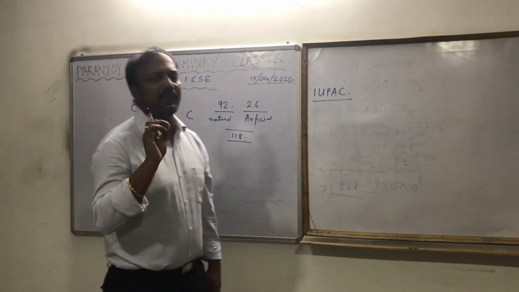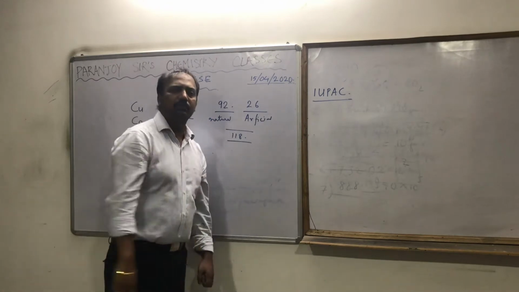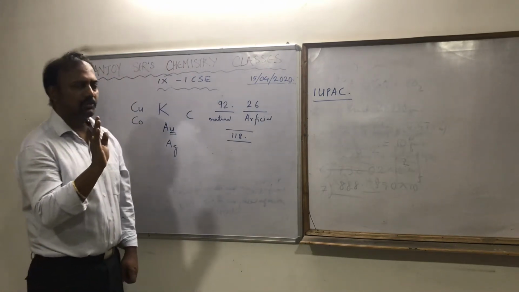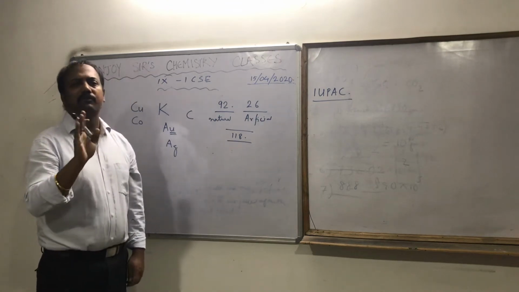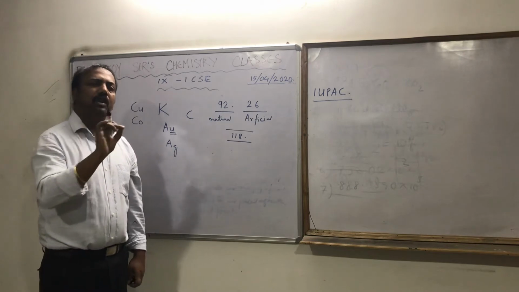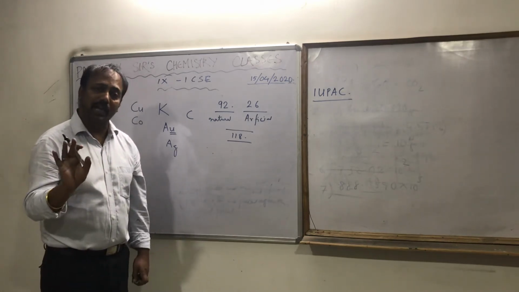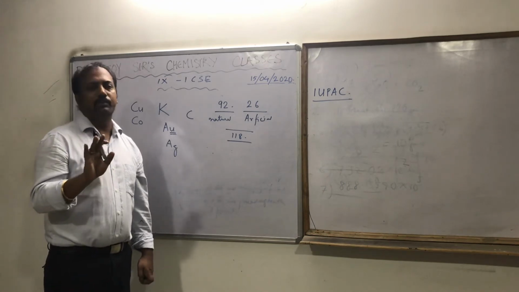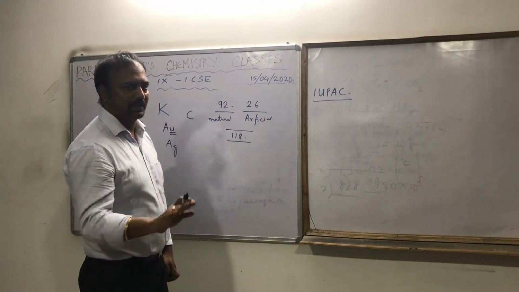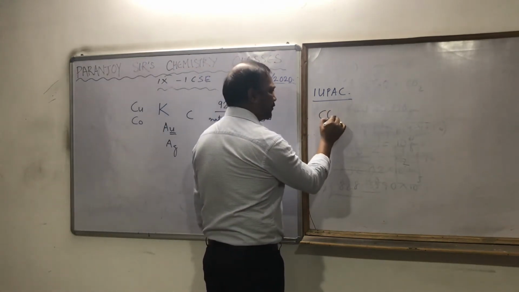So the second rule is that it can be represented by the Latin names, and the third rule is what? If the same letter is applicable for more than one element, then another small letter must be added to it to represent that particular element. Please remember, small letter. Suppose I write this, don't get confused with this.